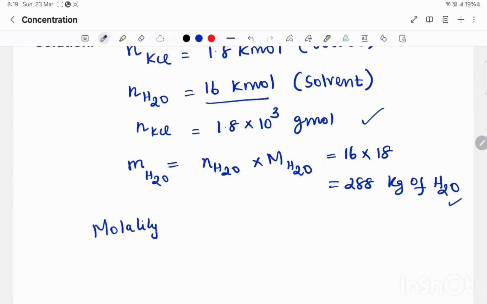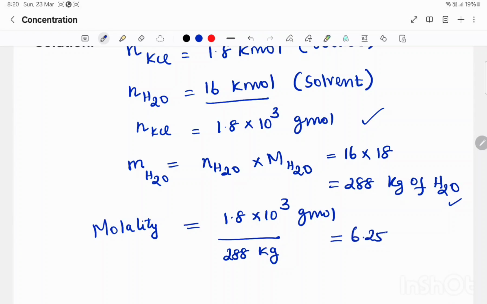Molality is defined as the number of gram moles of solute, that is 1.8 into 10 raised to the power 3 gram mole, divided by kg of solvent. Kg of solvent is 288 kg of water. When you divide 1.8 into 10 raised to the power 3 by 288, you will get 6.25 gram mole per kg, or molal, of KCl.